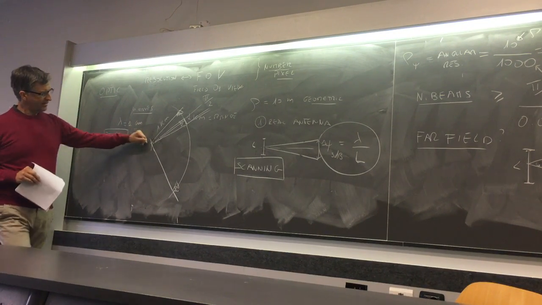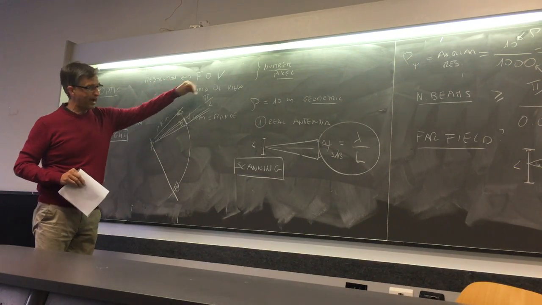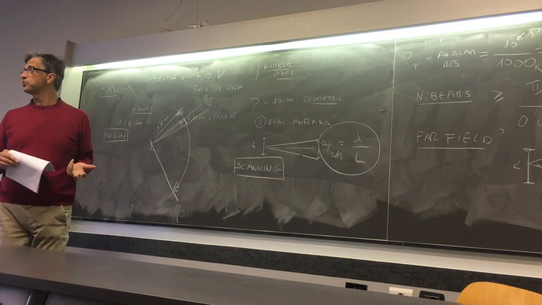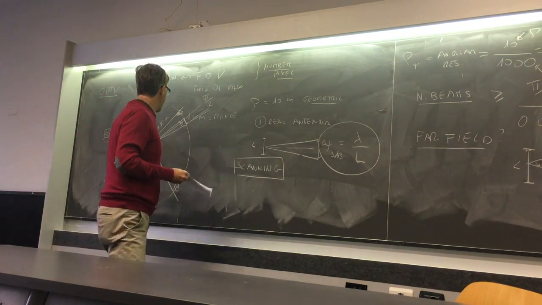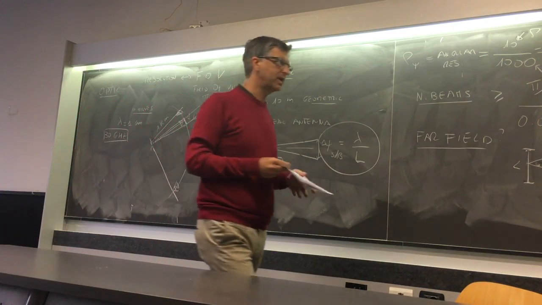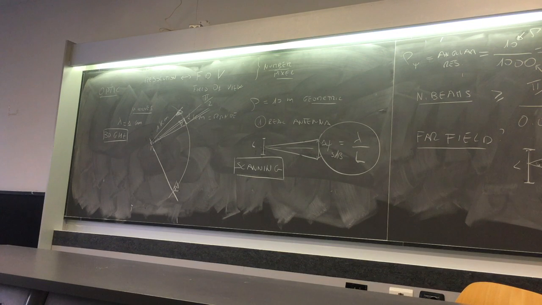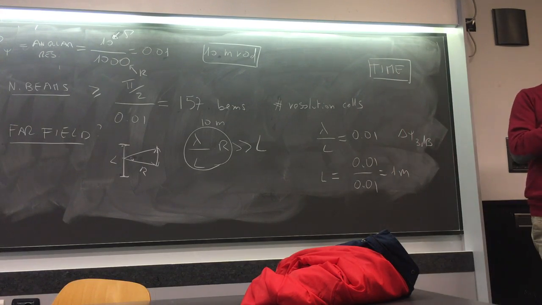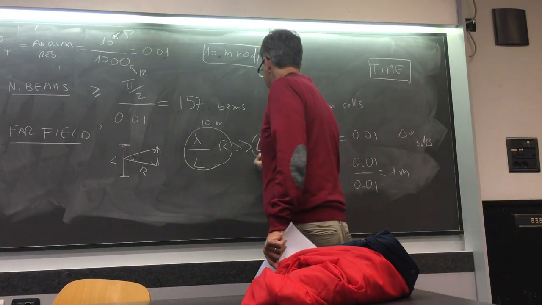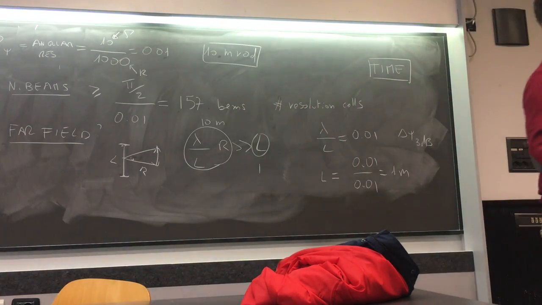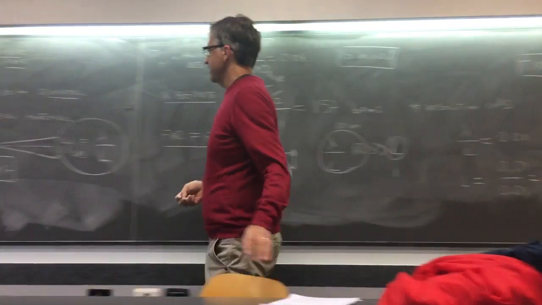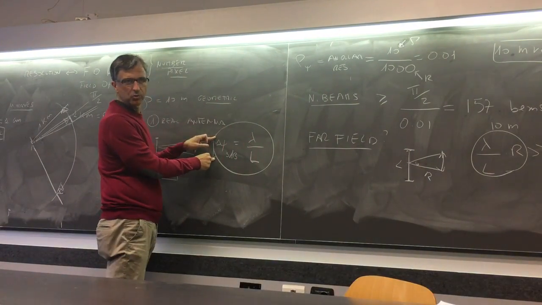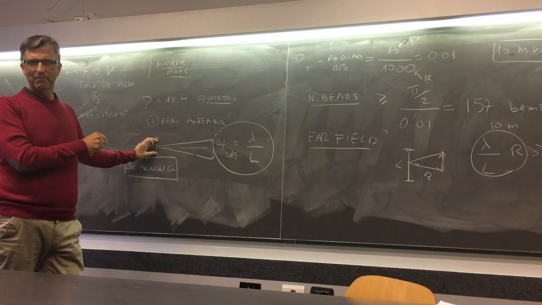It's not so easy to go far at 30 gigahertz because you have attenuation from cloud, fog, and so on. But up to 1 kilometer, the attenuation is not so big. So 1 centimeter is safe. If lambda is 1 centimeter, the length of the antenna is 0.01 divided by 0.01, and that is 1 meter. Your resolution is 10 meters. 10 meters is much bigger than 1 meter. That is a good number, much bigger than the antenna.